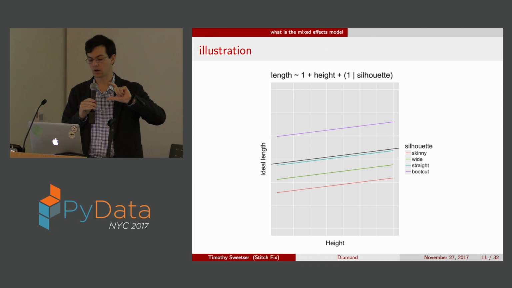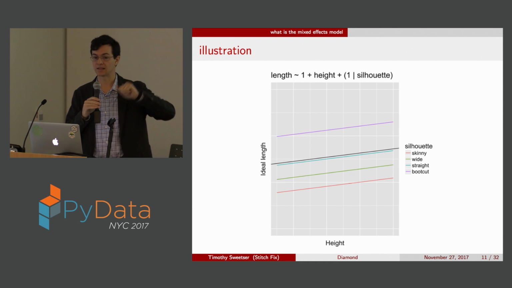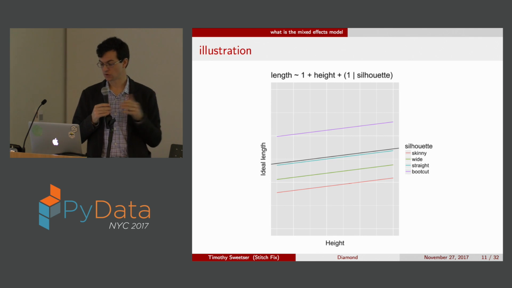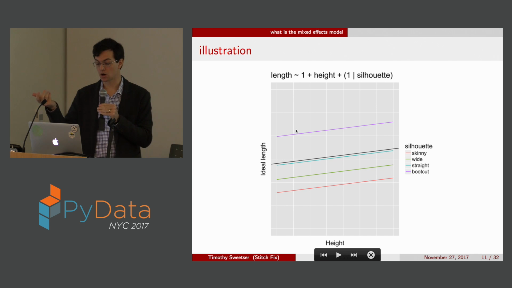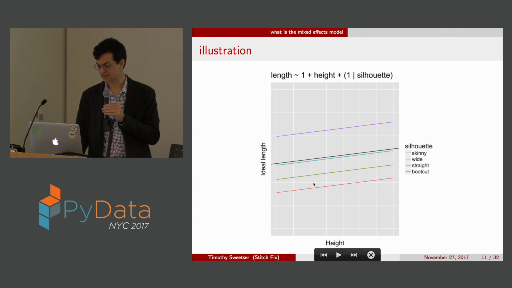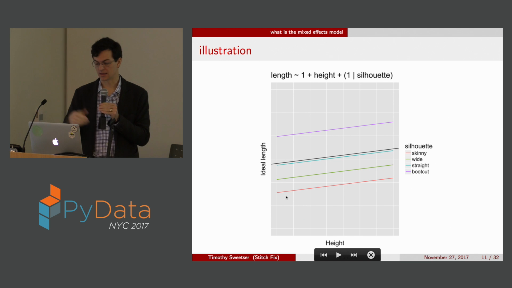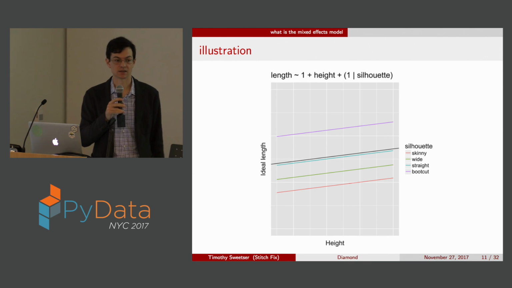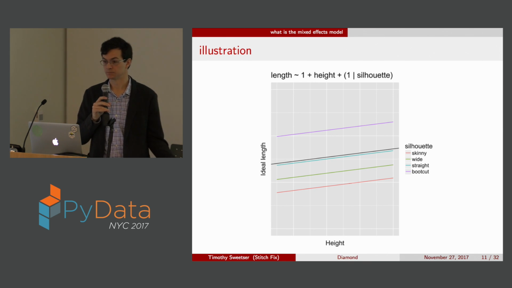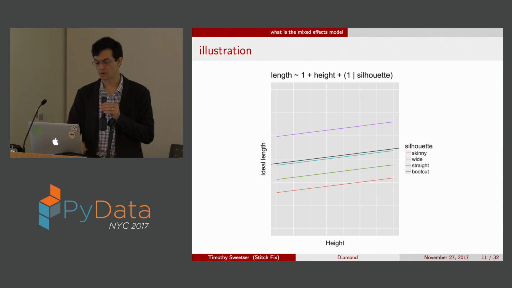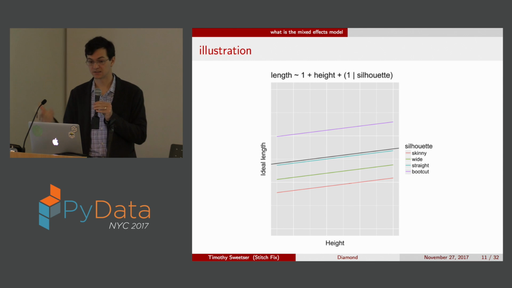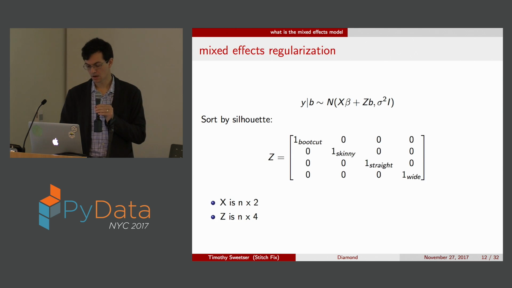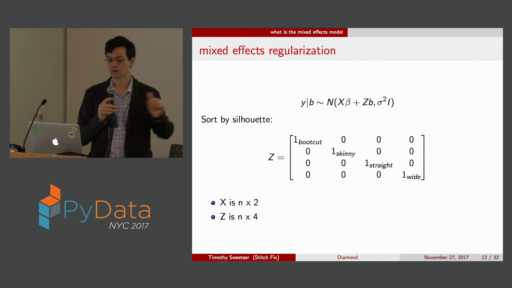What we have done is allow the different silhouettes to have different intercepts. So we can see that indeed bootcut jeans need to be a bit longer, whereas skinny jeans are a bit shorter, and then straight leg and wide leg jeans are somewhere in the middle. So we have learned that indeed there are some differences in ideal length by silhouette. So how did we learn this? Let's go back to the math.